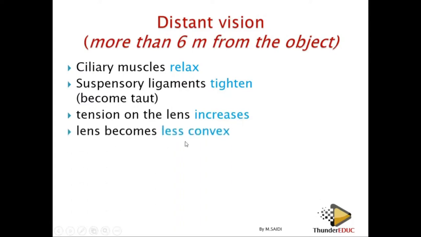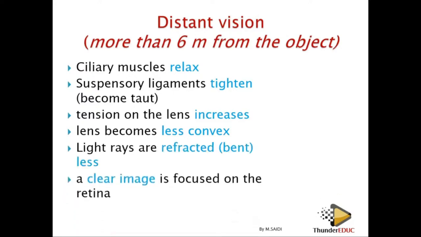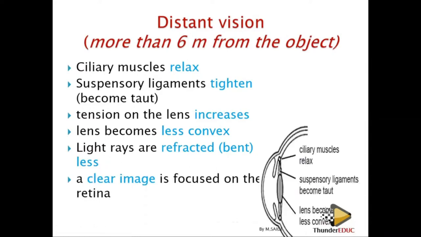And then the lens becomes less convex, meaning it becomes small, whereas before the lens became big. If you increase the tension on the lens, it becomes less convex. And if you release the tension on the lens, the lens becomes more convex. That's how it works. Then you're saying that light rays are being bent less. Why? Because the lens is less convex. And then a clear image is focused onto the retina.